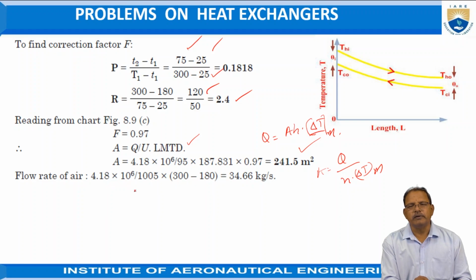The flow rate is equal to, Q is equal to, on substituting the values, 4.18 into 10 to the power of 6 divided by 1005 into the temperature difference of 300 minus 180, which is equal to 34.66 kg/s, that is required for the fuel which is having low temperature.